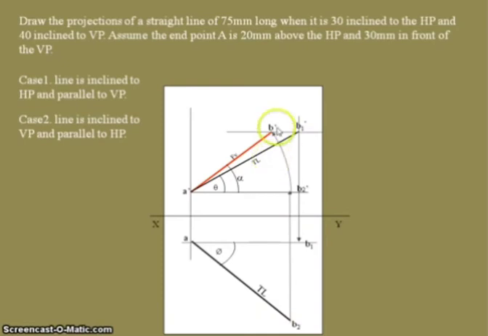Why does this matter when the line is inclined to both planes? After drawing the projections, or after rotating the horizontal plane, B dash and B, the final top view point, will lie on the same straight line. So like that also we can draw. So we see how we draw.